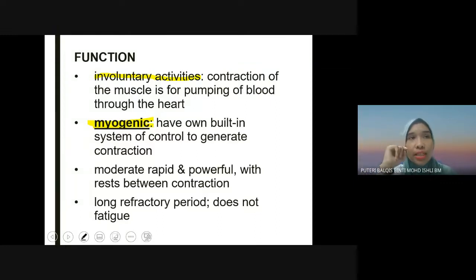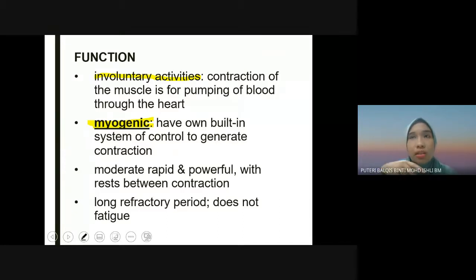Maksud myogenic ni, dia ada dia punya own system untuk control contraction. Dia tak perlukan information daripada kita punya brain. Katakanlah brain cakap tolong stop je. Tak, dia tak macam tu.